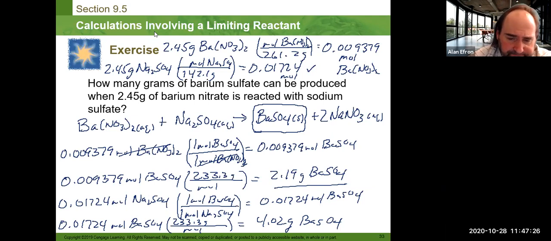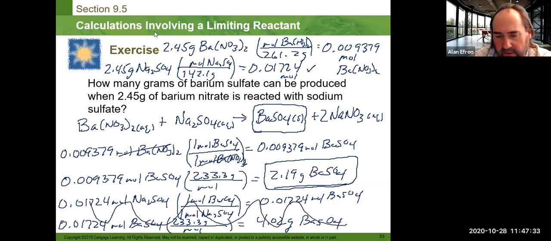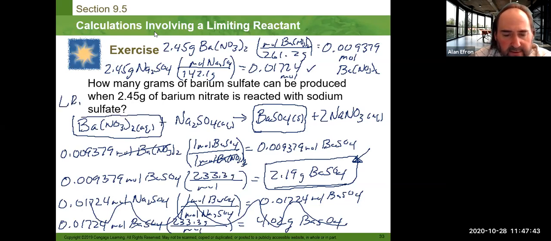That means that this one actually is going to be our theoretical yield. This one here gave us a larger number. So this would be our theoretical yield. That also means that in this particular reaction, our barium nitrate was our limiting reagent and our sodium sulfate was our excess reagent. Any questions on that calculation there?